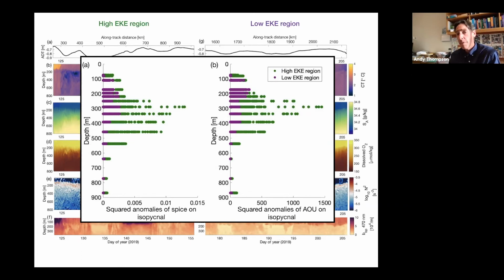And the other thing that could be happening is that you're bringing these tracer anomalies up towards the base of the mixed layer, so that if you do have some mesoscale motions, they can more efficiently ventilate across the base of the mixed layer.